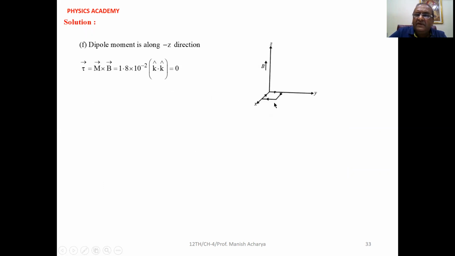Then in F case, again the coil is in XY plane, but the direction of current is opposite than in the case E. So magnetic moment will be in negative Z direction. After all, when it is along the Z direction, the torque will be equal to 0. Here you have to take K cross K with negative sign. Rectify that. A dot has been printed here by mistake. Clear to all of you?